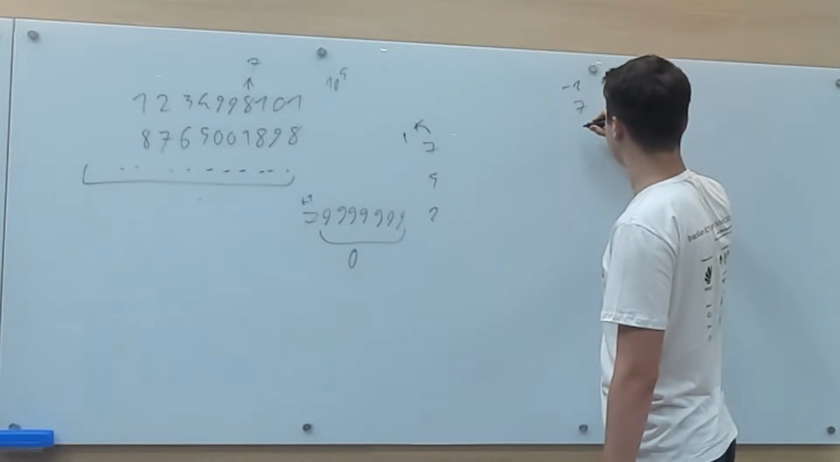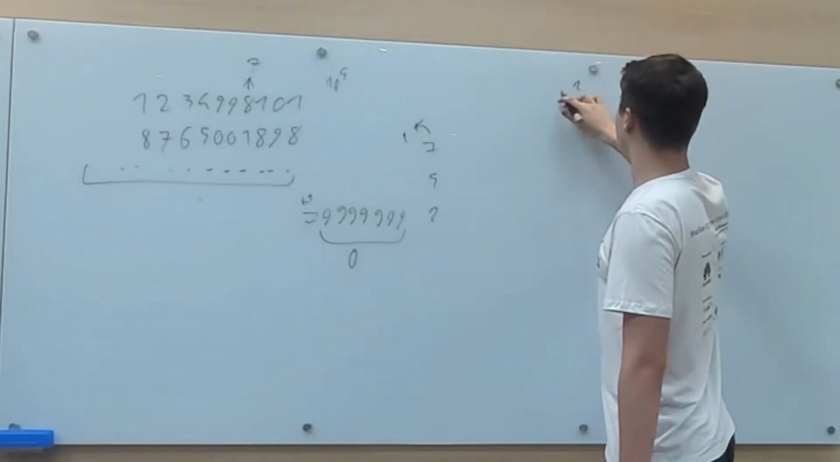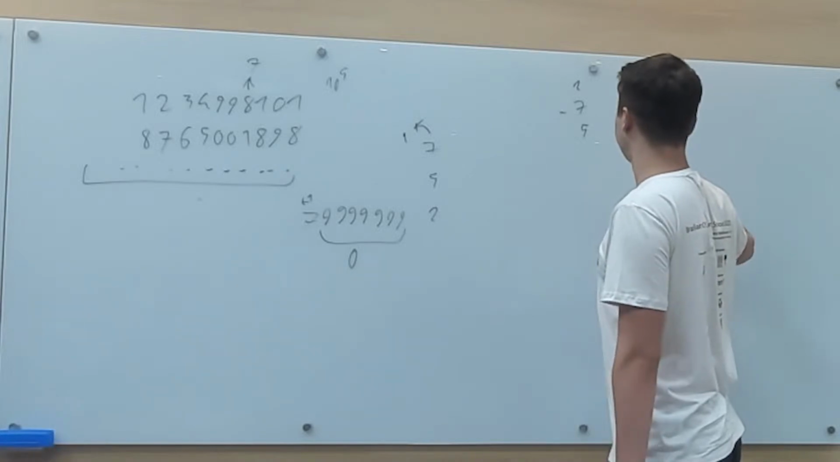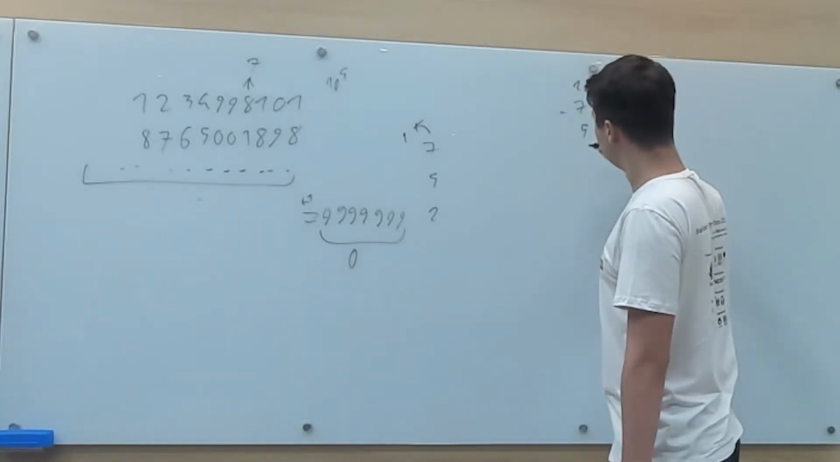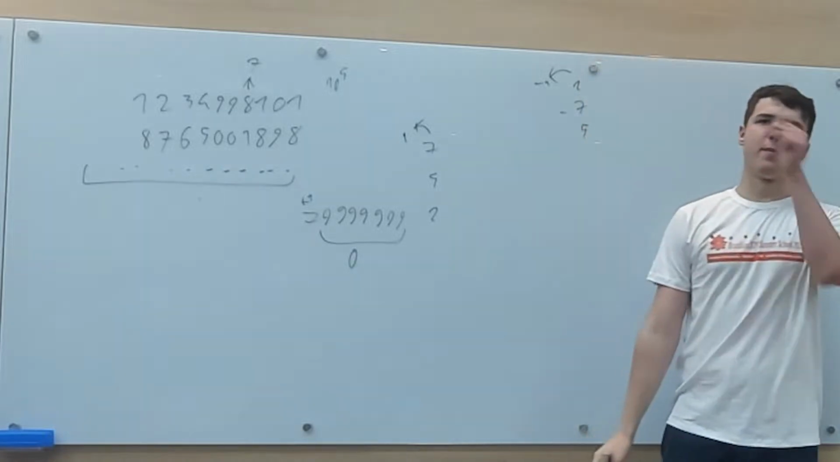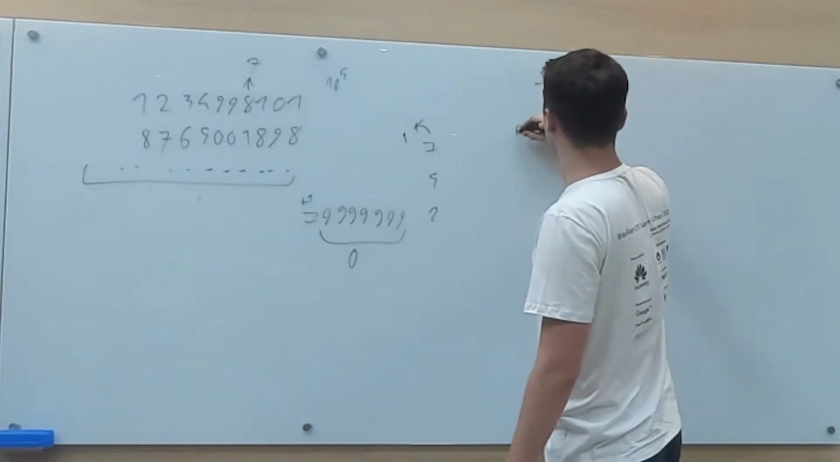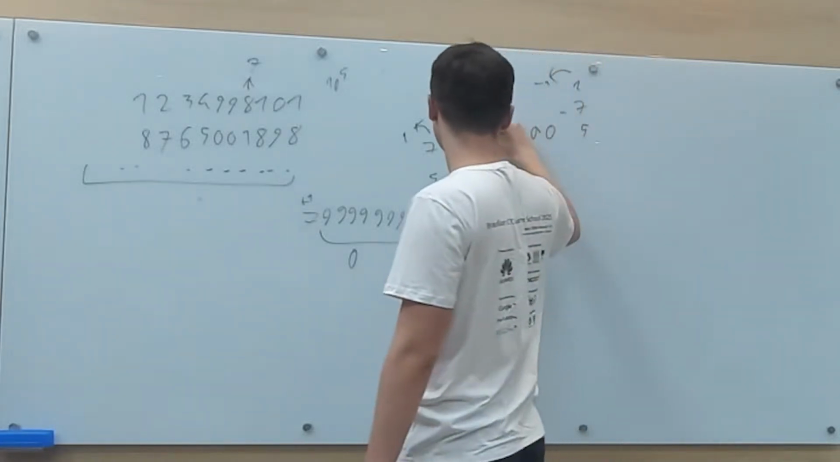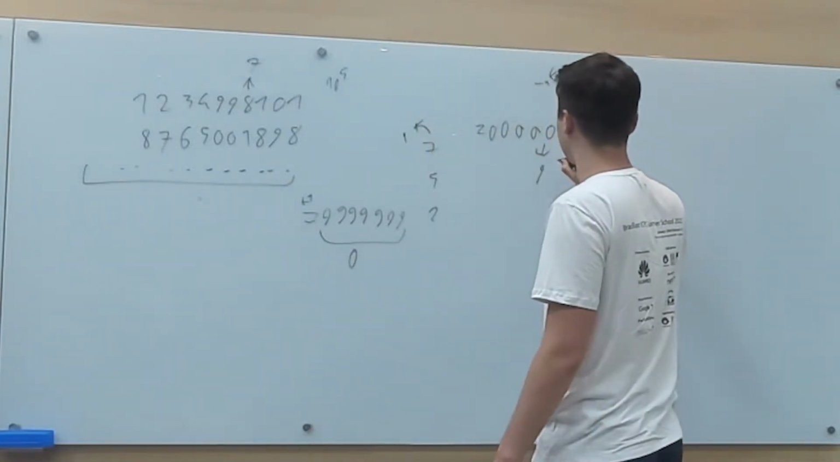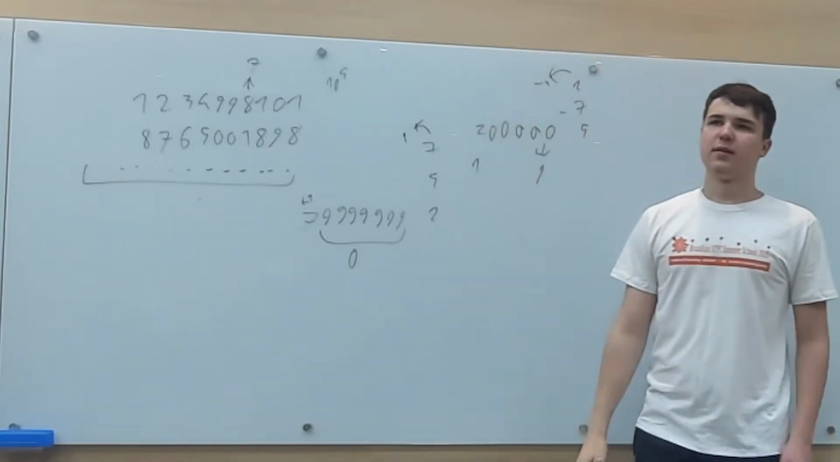So we get 5. 2 minus 7 is 5. But we overflow with a -1. And now what's the tricky part here? If there is a long sequence of zeros, they transform into 9s, and here we get like a -1, right?